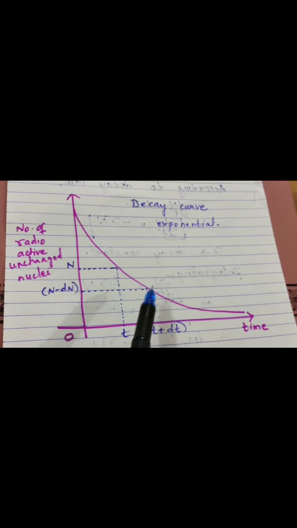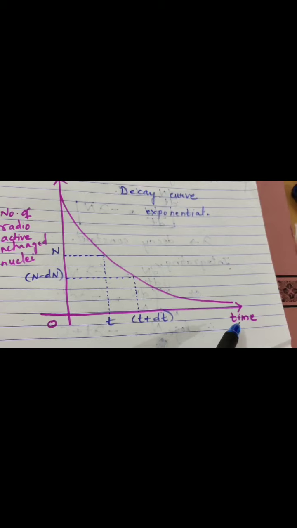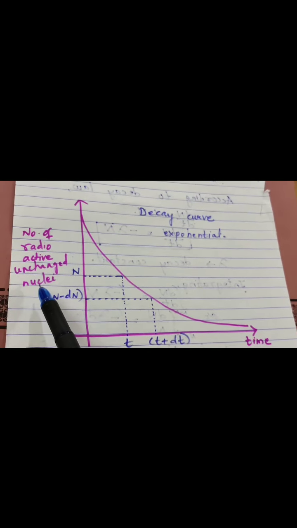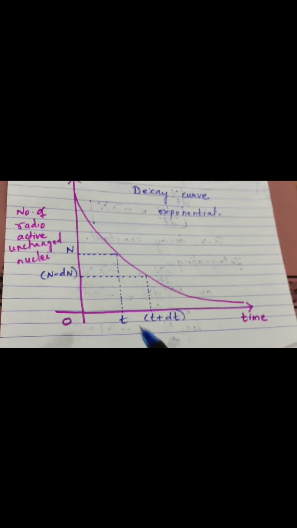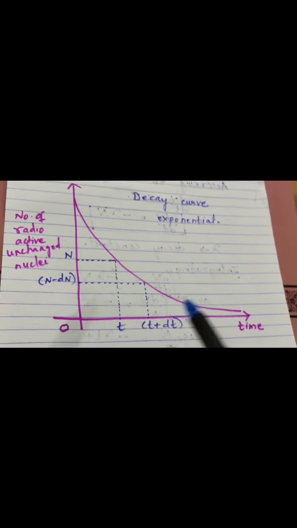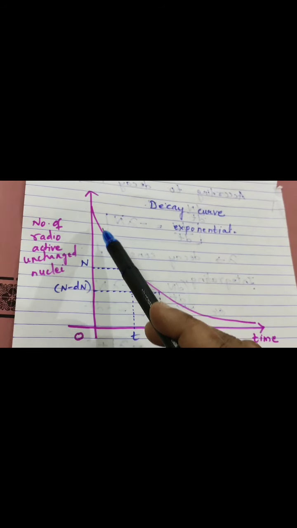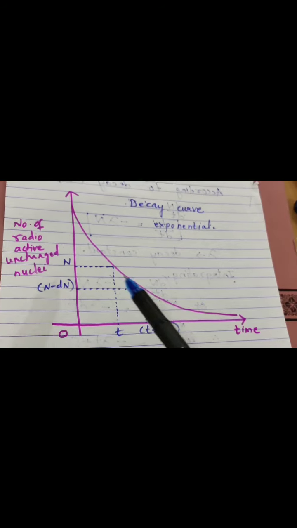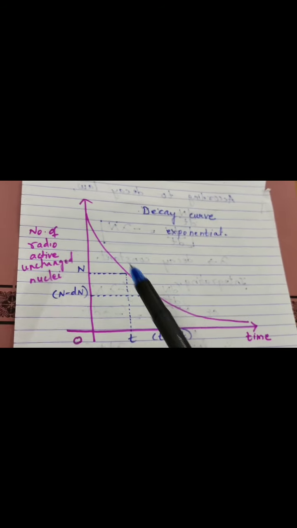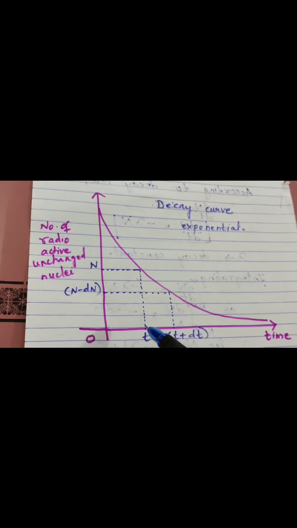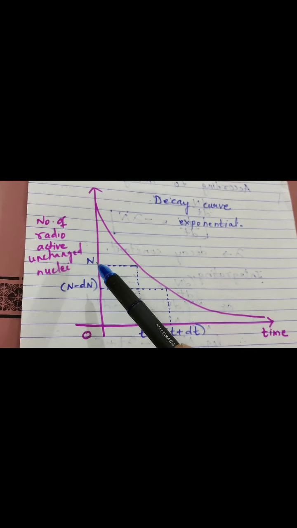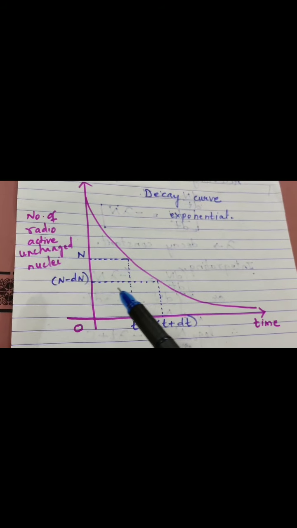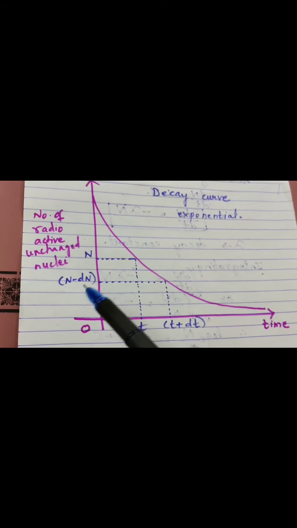Now when a graph is drawn with time on the x-axis and number of radioactive unchanged nuclei on the y-axis, we say that as time proceeds, the number of radioactive atoms goes on decreasing with time. It never becomes abruptly zero, but it goes on decreasing exponentially with time. Let us see that at time t equal to t, the number of radioactive atoms is n, and after a time interval of dt, the number of radioactive atoms decreases by n minus dn.